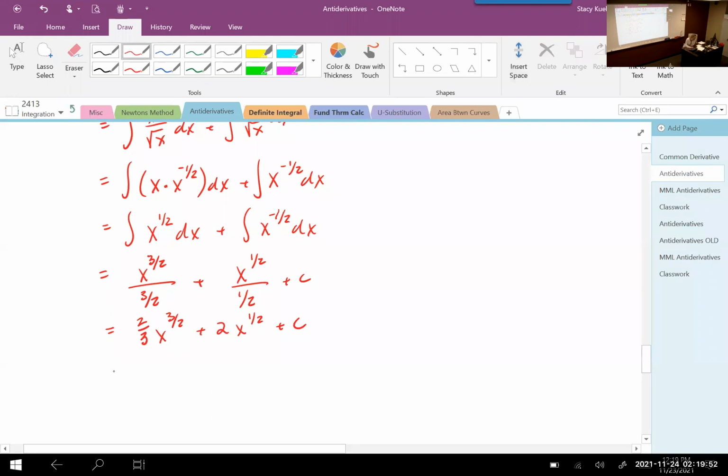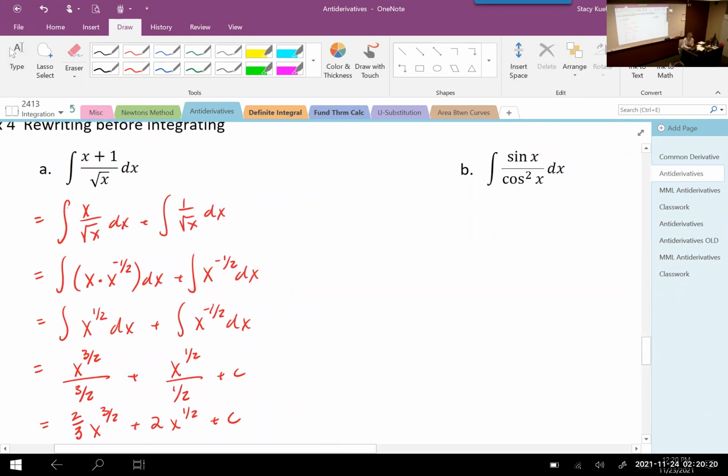But those bases are the same. I can leave it there. I'm just going to leave it like that for now. So you can't apply the quotient rule like we did in the derivatives, okay? You have to apply algebra to simplify it and then take the integral of it.